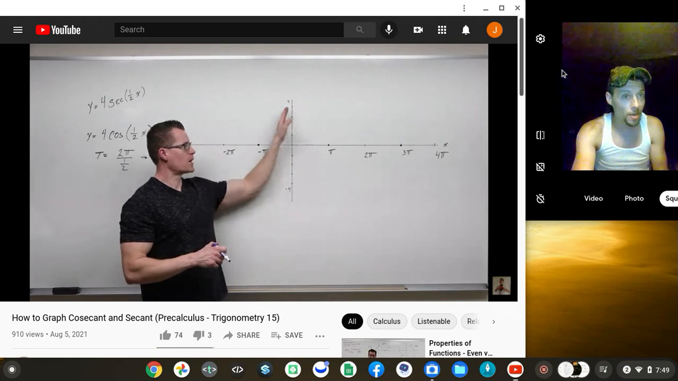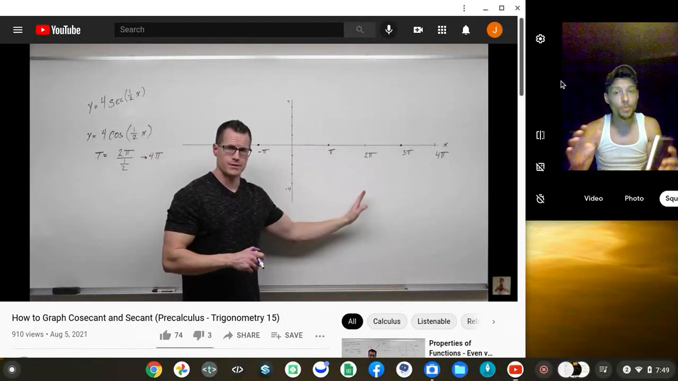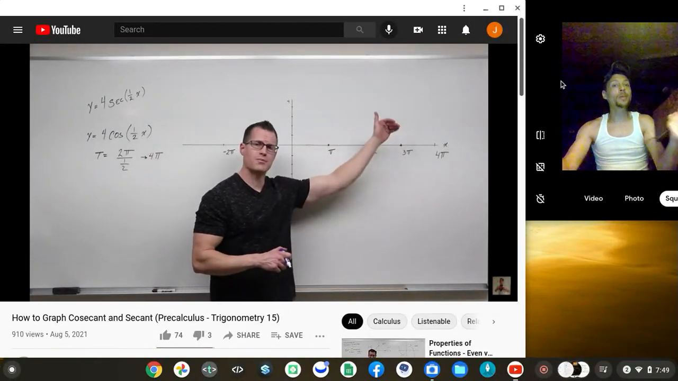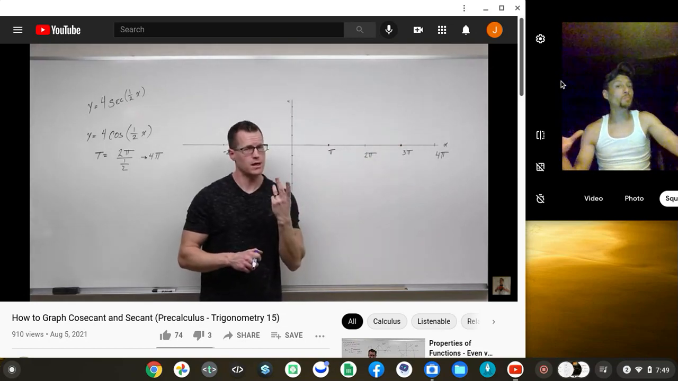So start of the period, M1, and M2 would give me the periodic table. At the start, we have 1. At the middle, we have -1. At the end, we have positive 1. Those give us our three key points for cosine.